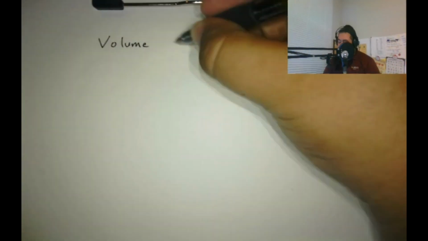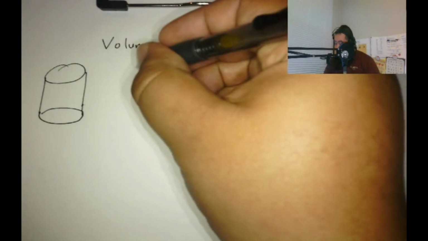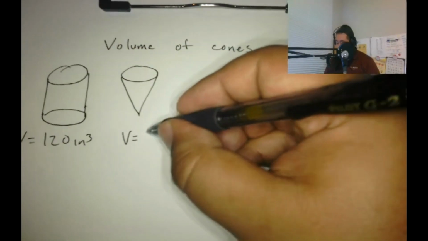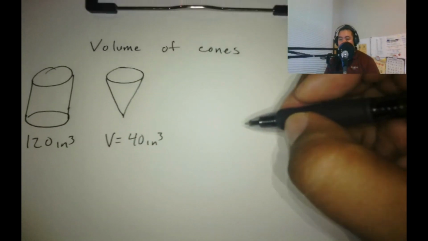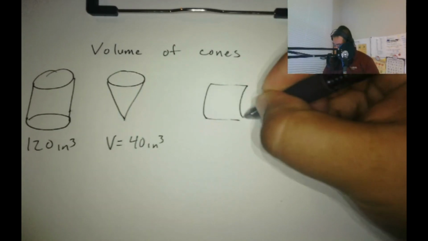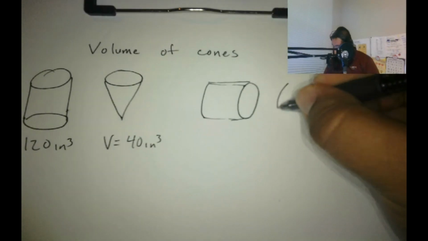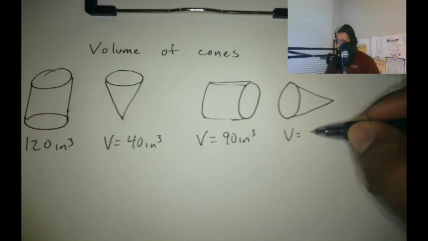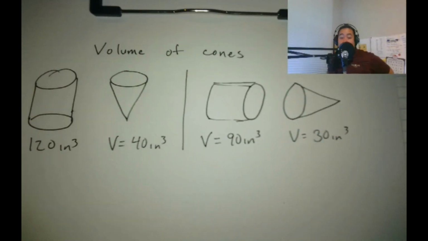In today's lesson, we're going to be learning about the volumes of cones. The cylinder and cone have the same radius and the same height in our first example. The volume of the cylinder is 120 inches cubed. The volume of the cone is 40 inches cubed. In our second example, the cylinder has a volume of 90 inches cubed. The cone has a volume of 30 inches cubed.